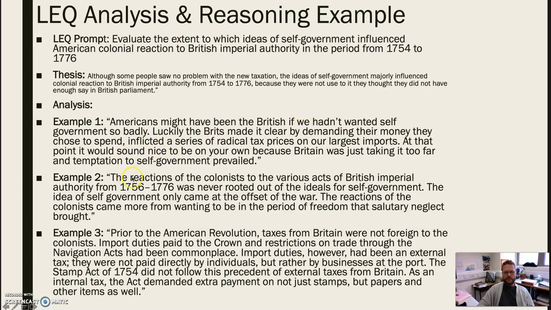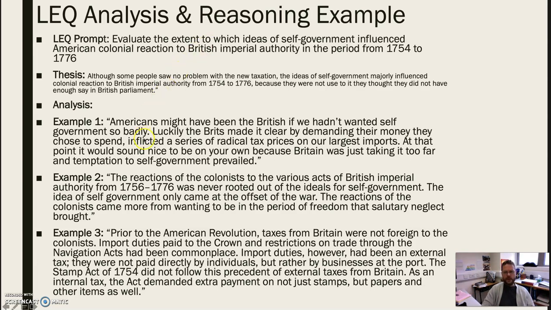Example 2, the reactions of the colonists, I don't need to read all, but example 2 actually gets 0 points as well, because it is factually wrong, right? It comes out and just says it never rooted out the ideals of self-government. There were lots of examples of self-government and ideals. So they argued with the question. And that's a tip on the AP exam. Don't call the test wrong. Don't call the question wrong, right? Answer the question or you'll lose that point.